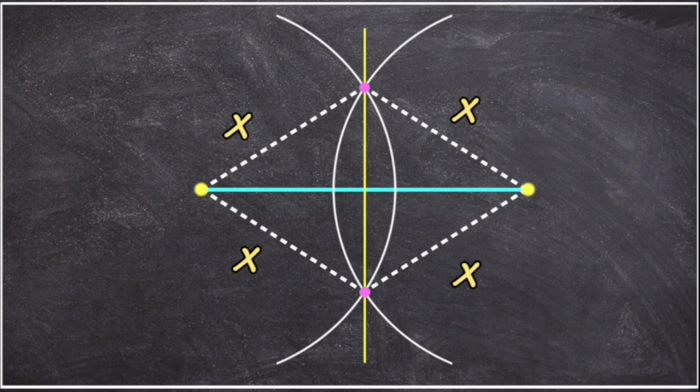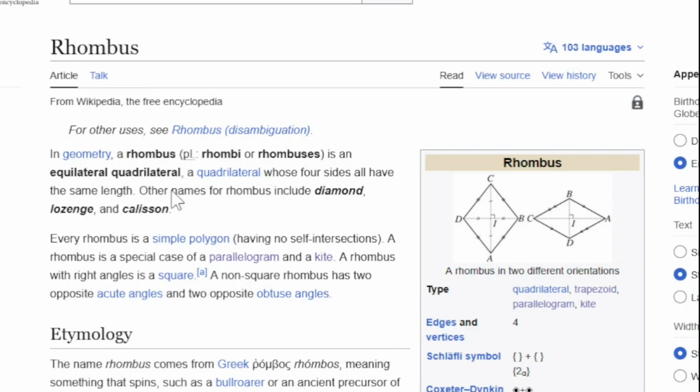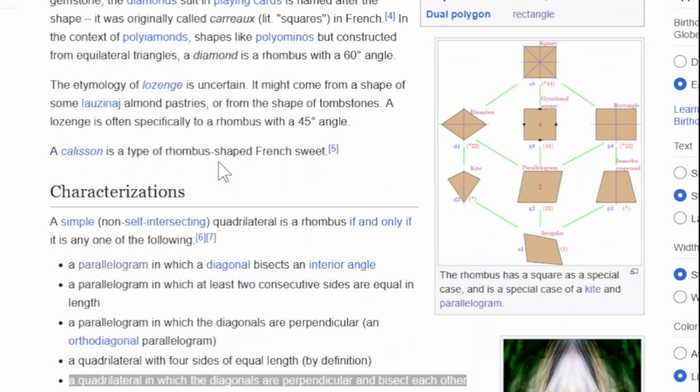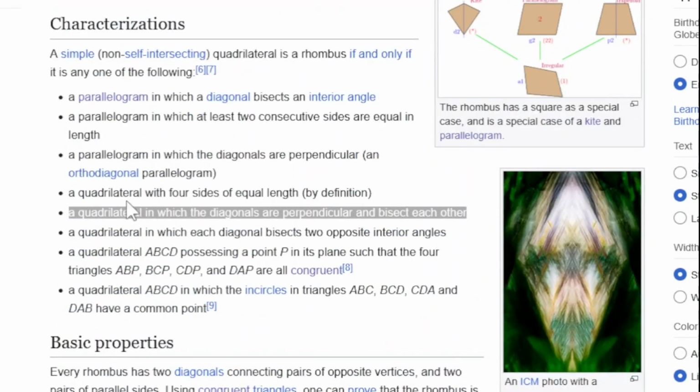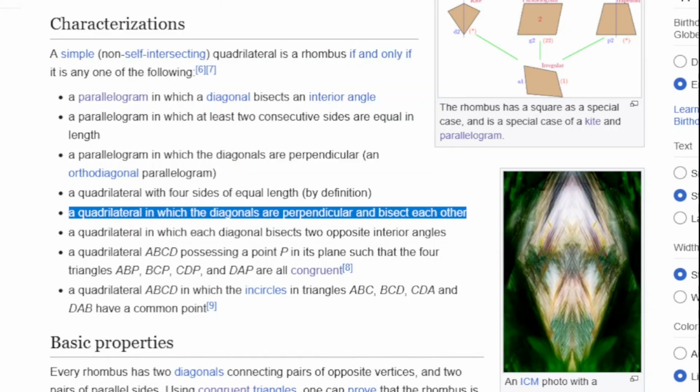The proofs that we are looking for can be found in the properties of rhombuses. I'm going to look at these properties in the definitions of the Wikipedia page that explains all about rhombuses. We already know what the basic properties of a rhombus are, so let's scroll down to the characterizations, and these explain the properties in more detail. The characteristics that we are interested in are on this line, and it tells us that a rhombus is a quadrilateral in which diagonals are perpendicular and bisect each other. Let's copy these properties and take them with us back to the rhombus.